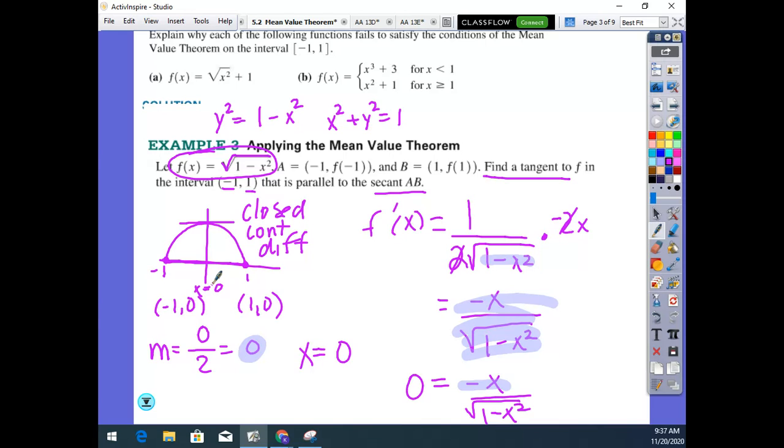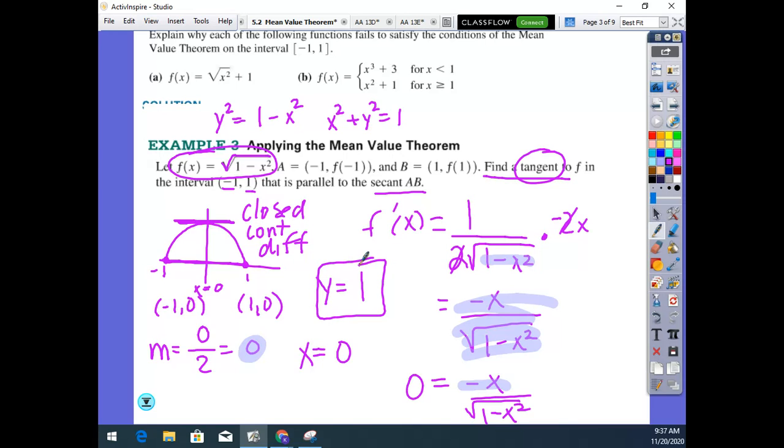Okay, so it actually wants the tangent line. So what is the equation of this tangent line? This is a 0 slope, which means it's a horizontal line. All horizontal lines have the equation y equals, what does y equal at this point? Y equals 1 is our final answer.